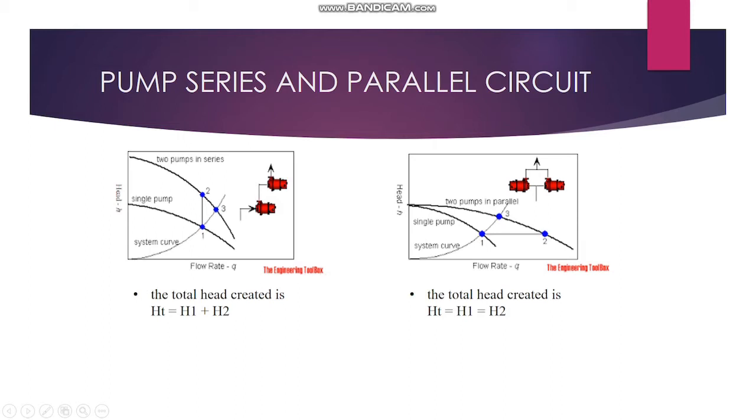When the pumps are connected in series, the total head created is double. H total is H1 from pump 1 plus H2 from pump 2. With the same flow rate, the head will be double.